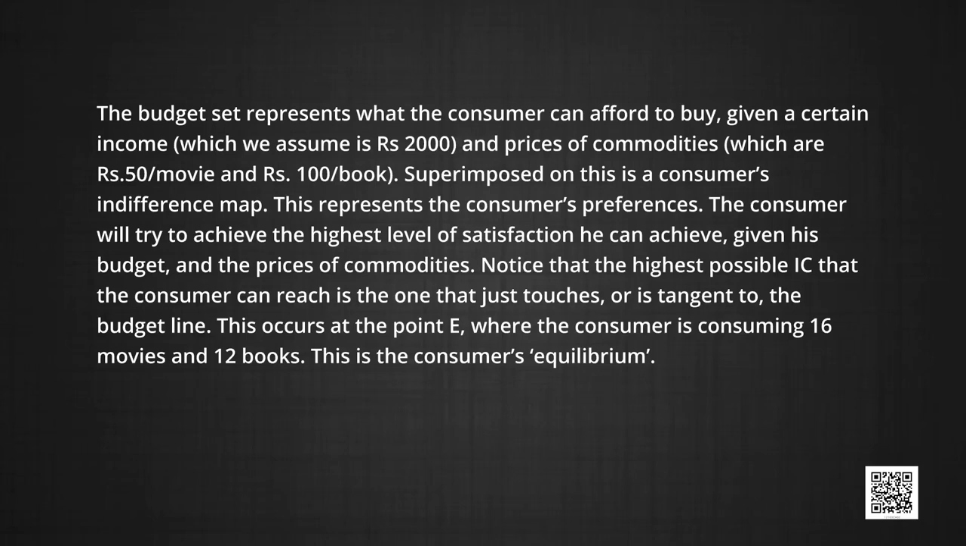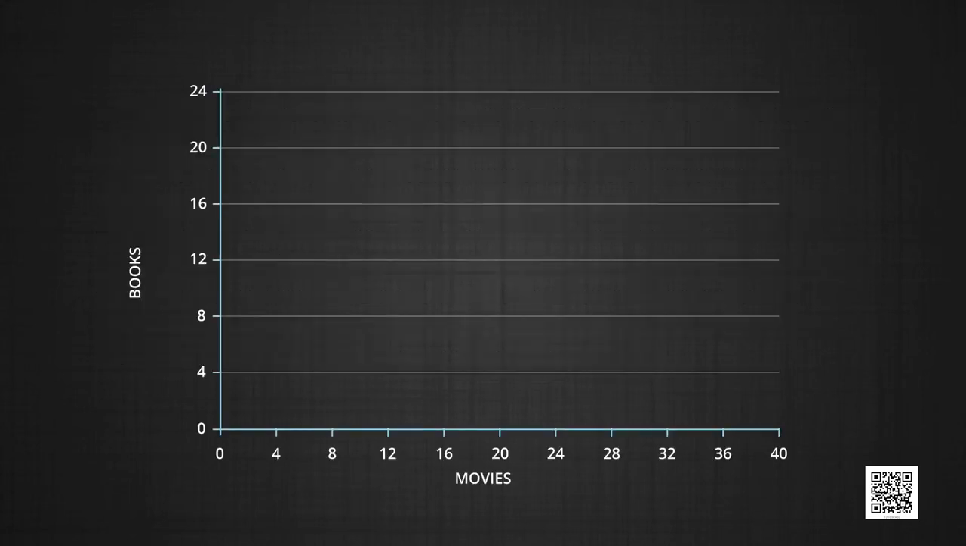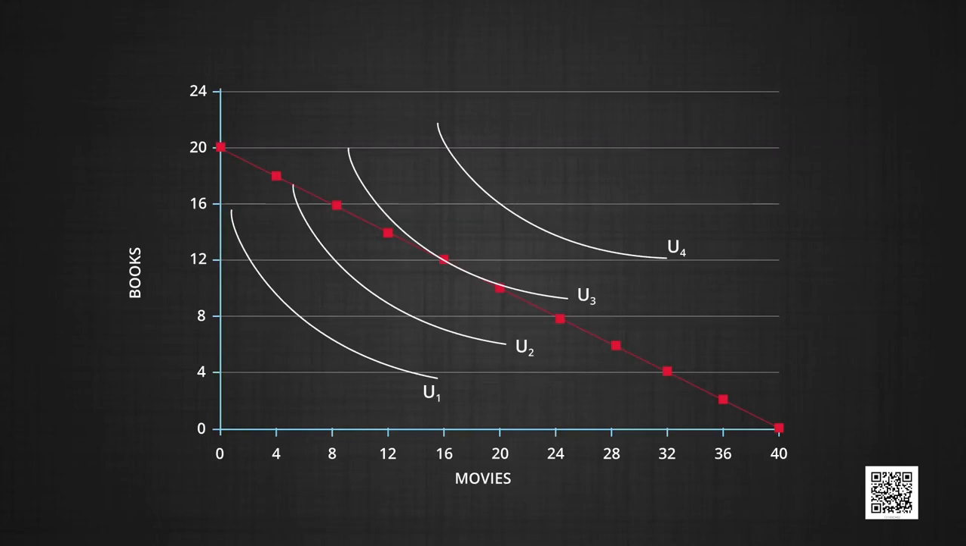The budget set represents what the consumer can afford to buy given a certain income, which we assume is rupees 2000, and the prices of commodities, which are rupees 50 a movie and rupees 100 a book. Superimposed on this is a consumer's indifference map. This represents the consumer's preferences. The consumer will try to achieve the highest level of satisfaction he can achieve given his budget and the prices of commodities. Notice that the highest possible indifference curve that the consumer can reach is the one that just touches, or is tangent to, the budget line.